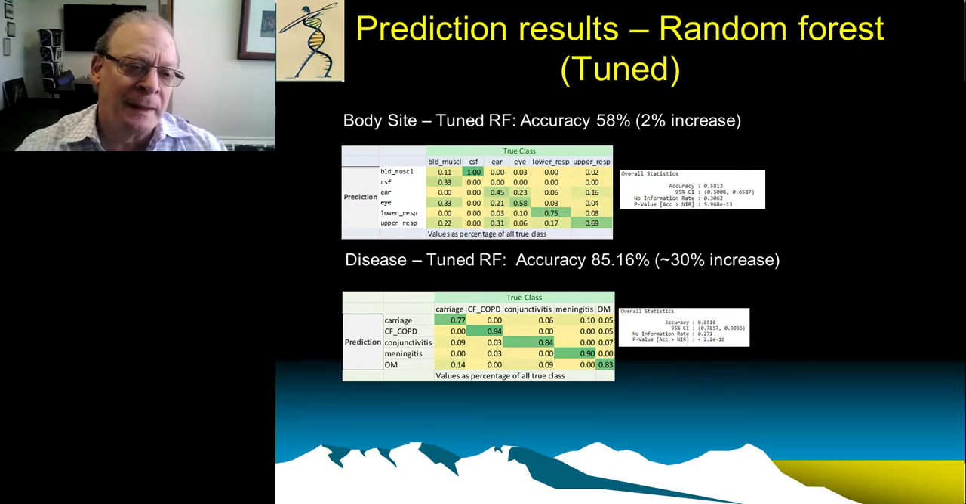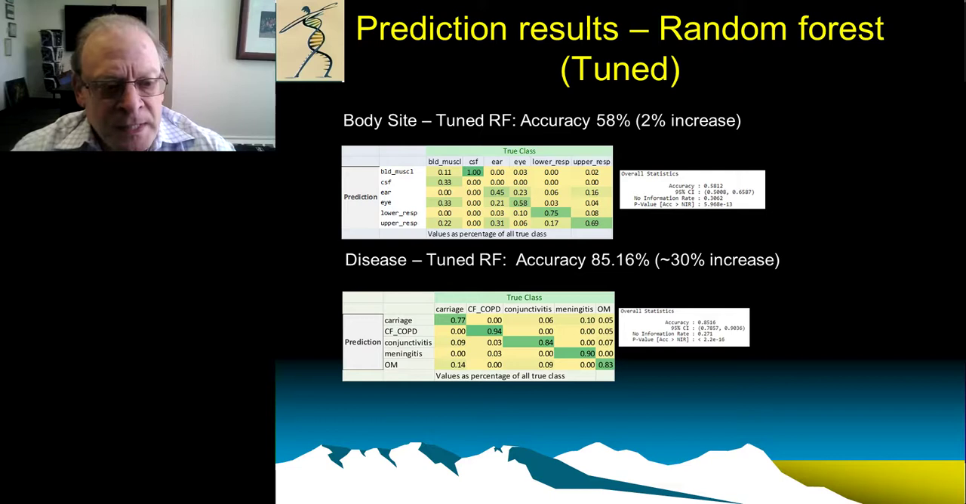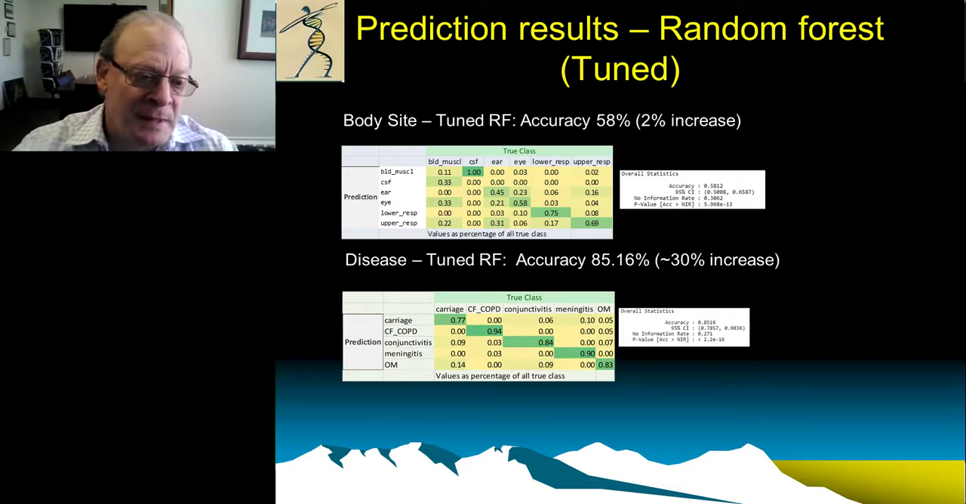for the disease, calling the disease. And for some of the diseases like COPD, we're actually as high as 94% accurate. And again, for meningitis, 90% accurate.